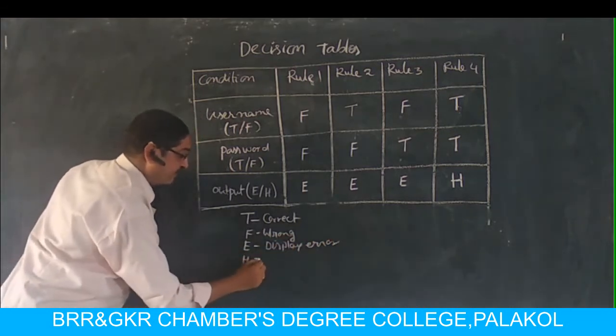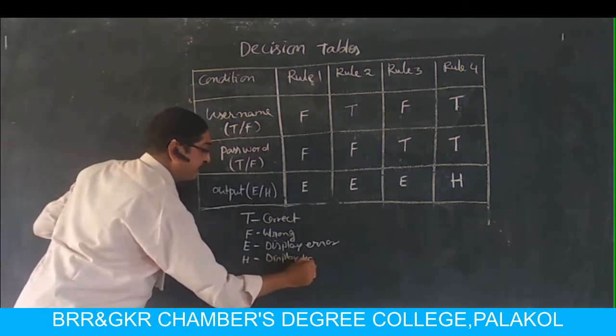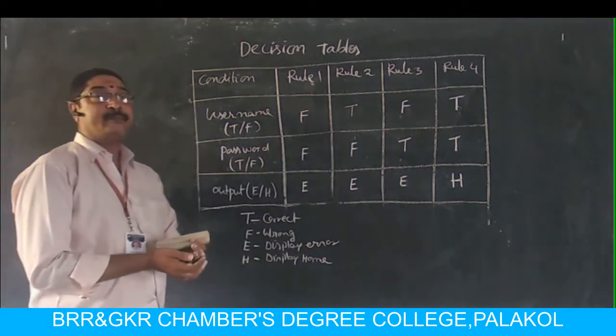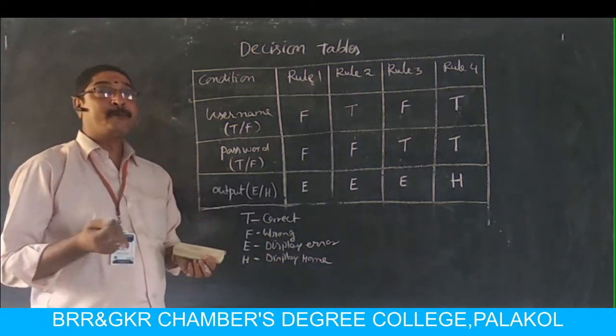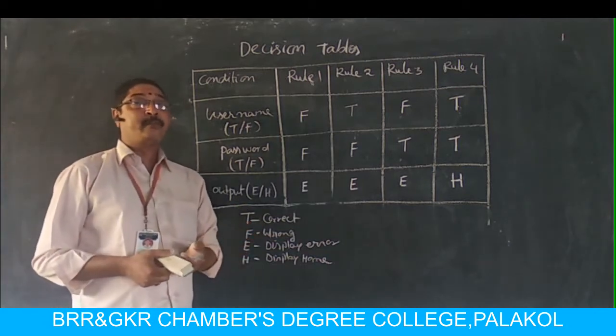And if it is H, display home page. Please study this decision table. This is a simple one which will give you a clear idea of what you can do. Here I have taken a very simple example.